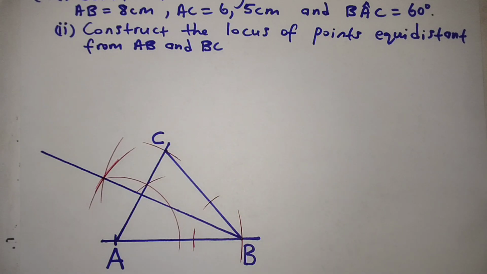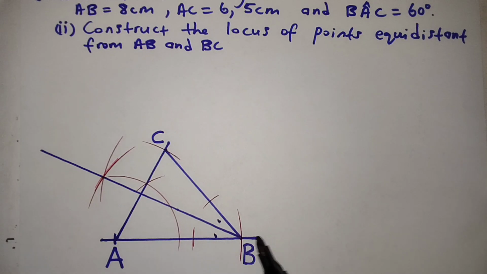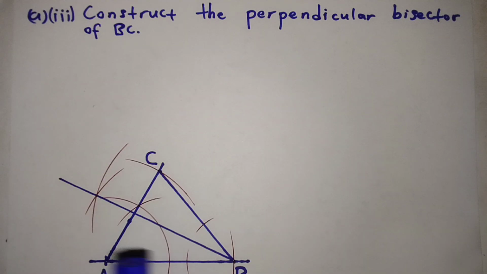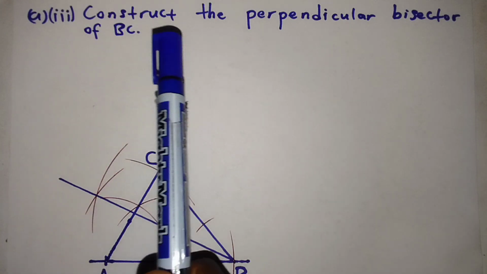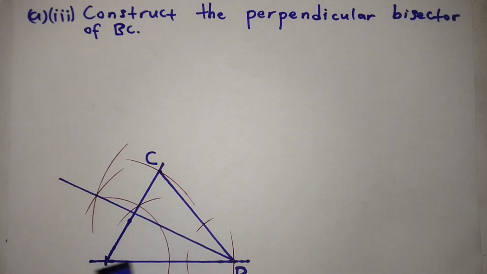As you can see, if you want to describe this locus, it's just the bisector of angle ABC. But this angle, this one, is equal to this one. So this is just a bisector of angle ABC. Now on question A, part 3, I want to construct the perpendicular bisector of BC. So this is our BC. So I want to show you how to construct the perpendicular bisector of BC.